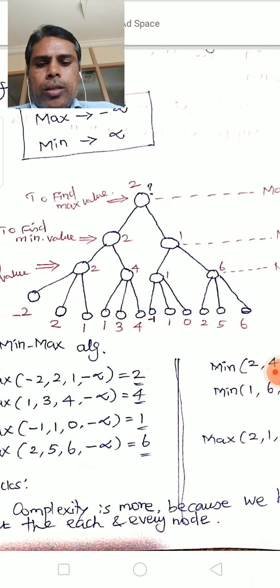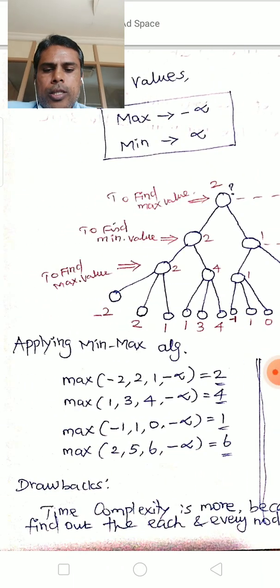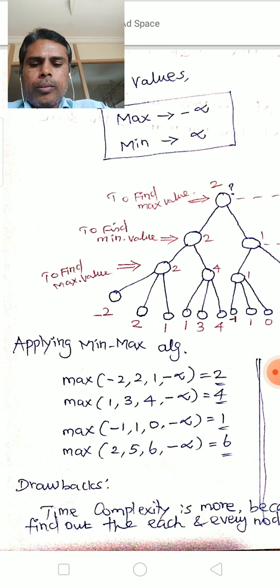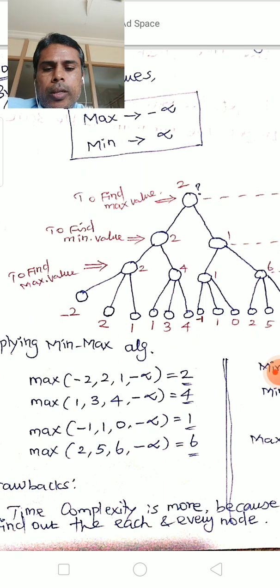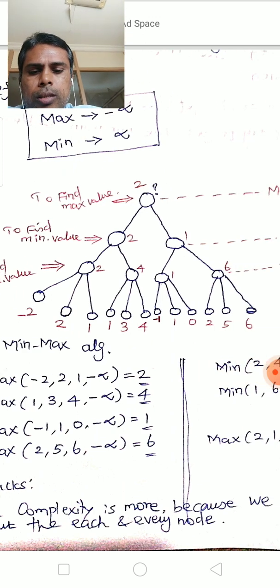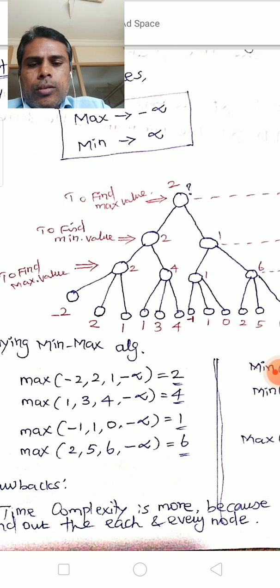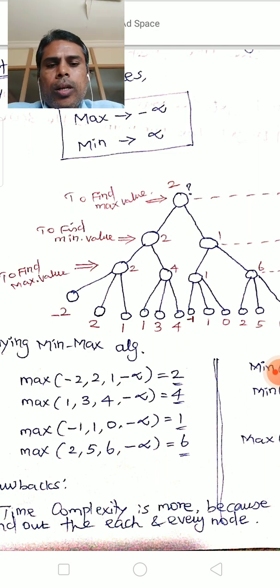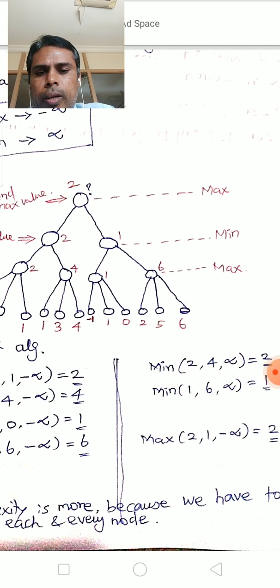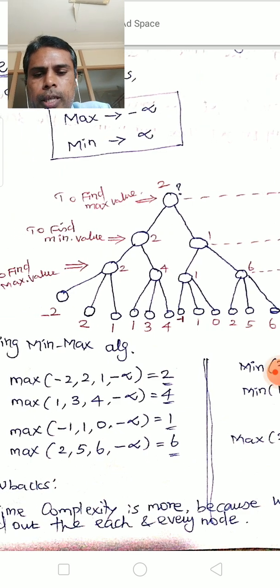Okay, so another one, drawbacks about the min-max algorithm. The main drawback is the time complexity. Time complexity is one of the major drawbacks, because if you find out the root node value for each and every node, you have to backtrack again and again, both left children and right children, and it will take more time. So that is one of the main drawbacks in the min-max algorithm.